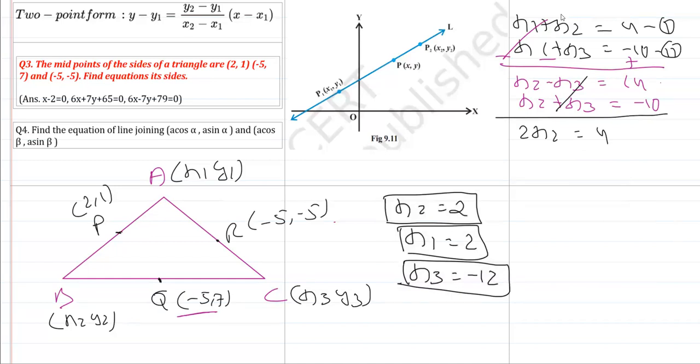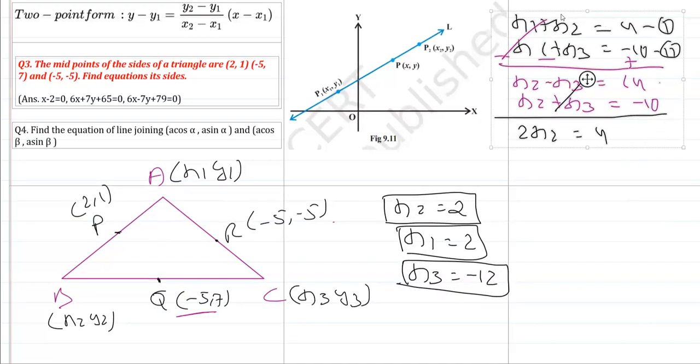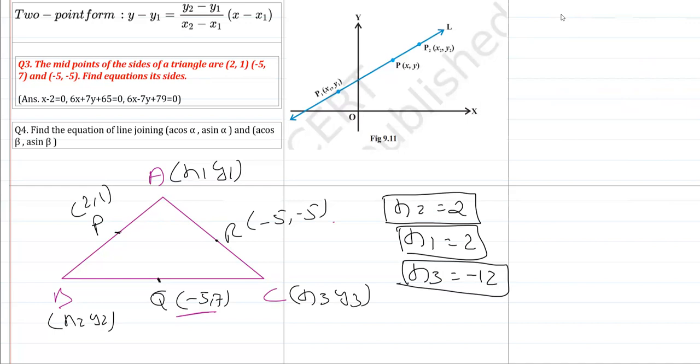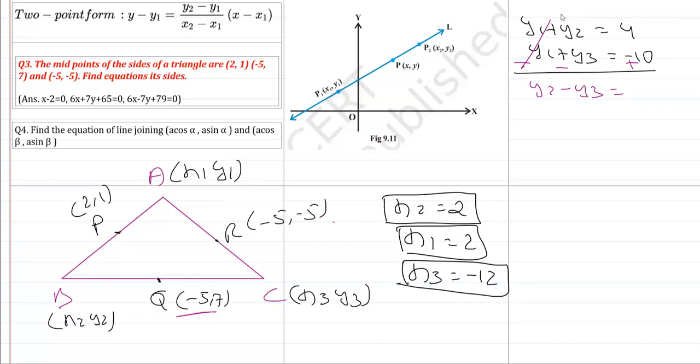Now, same as the previous way, we will be obtaining the values of y1, y2, and y3. So the first relation, from P being the midpoint of AB, we can write y1 plus y2 is equal to 4. And y1 plus y3 is equal to -10. Now we'll reduce it: minus, minus, plus, and y1 gets cancelled. So we get y2 minus y3 as 14.